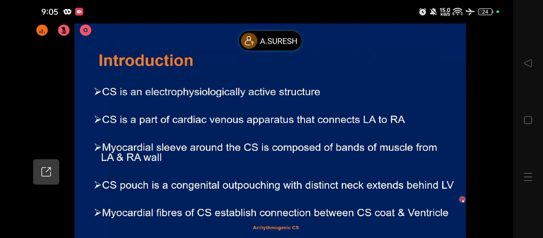There's a myocardial sleeve around the coronary sinus, which is composed of bands of muscles from the LA and RA wall. CS pouch is a congenital outpouching with a distinct neck that extends behind the left ventricle. Myocardial fibers of the coronary sinus establish connections between the coronary sinus and the ventricle.